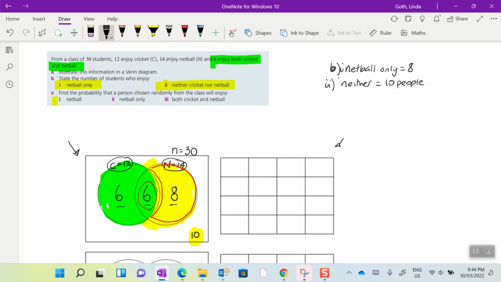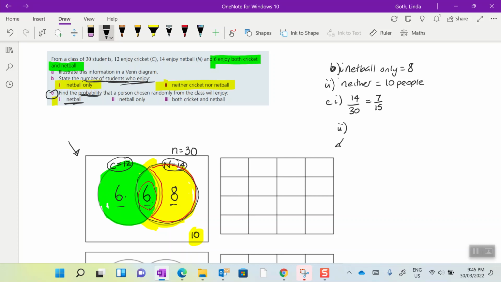Notice that that question asked the number of students who enjoy those things, whereas in part C, they start asking us about probabilities. So part C says find the probability that a person chosen randomly from the class will enjoy netball. Now it's everyone who enjoys netball, so it's all 14 of these people. So 14 out of the 30 people enjoy netball, and that simplifies to 7 over 15.